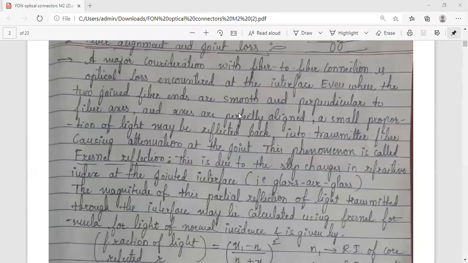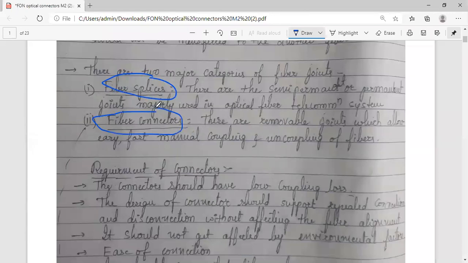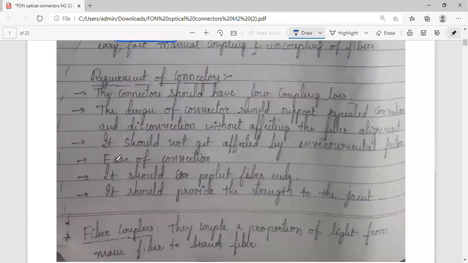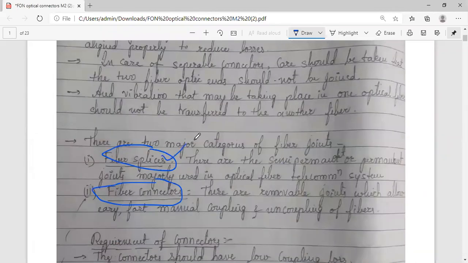Before that, while giving you the introduction about the types of fiber joints, you can see we have two different categories, the fiber splices and fiber connectors. Broadly they are classified into these two categories, and we have one more, that is fiber couplers. Some slight difference is there, we will be looking into that in detail. Now we are into fiber splices.